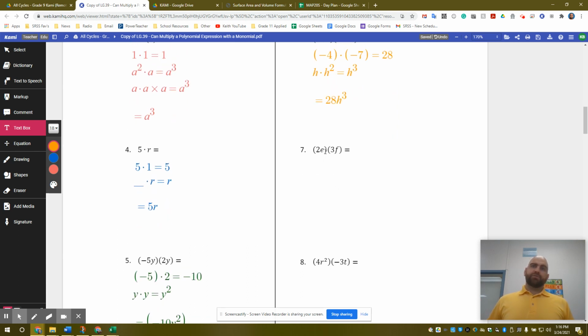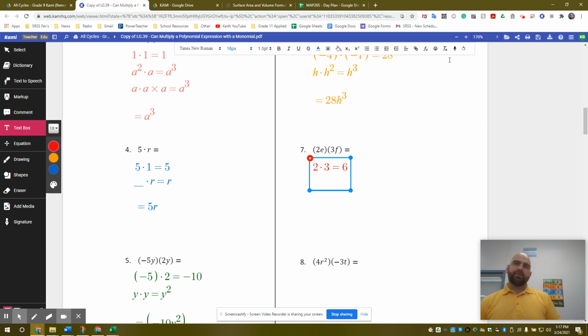All right, number 7 here, we have 2e and 3f, and those different letters are not a mistake. That is on purpose. We're going to look at how we multiply different variables. Well, we start with the numbers in front, 2 times 3, and that's going to give us 6. They're both positive, so it's going to give us a positive answer. Then we move on to the variables, and we have e times f.